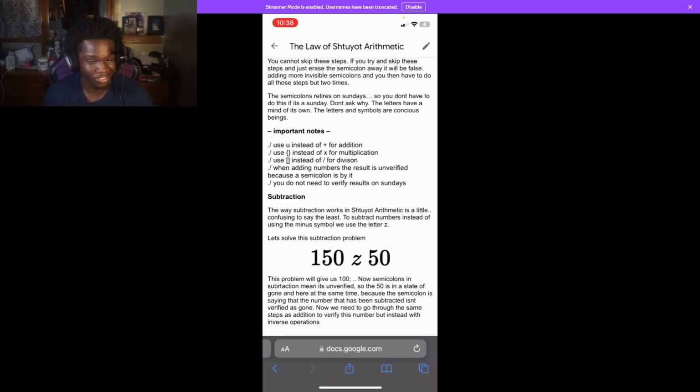The way subtraction works in nonsense arithmetic is a little confusing to say the least. To subtract numbers, instead of using the minus symbol, we use the letter Z. Let's solve the subtraction problem: 150Z50. This problem will give us 100. Now, semicolons in subtraction mean it's unverified. So the 50 is in a state of both gone and here at the same time, because the semicolon is saying that the number that has been subtracted isn't verified as gone. Now we need to go through the same steps as addition to verify this number, but instead with inverse operations.